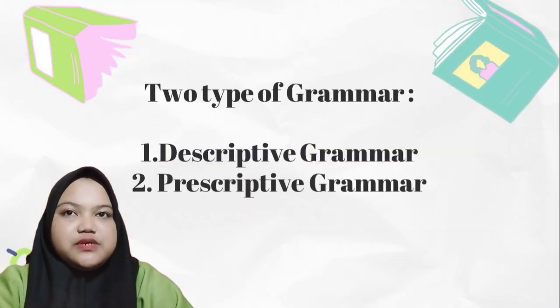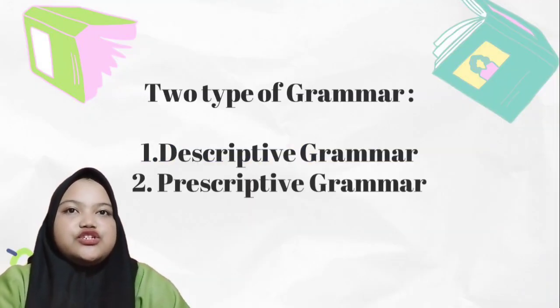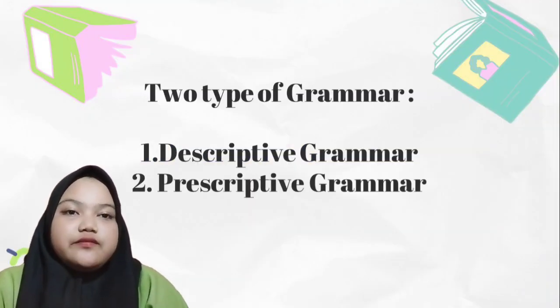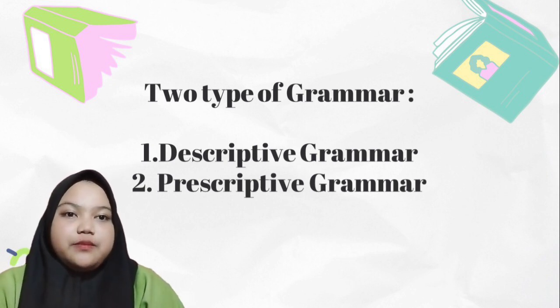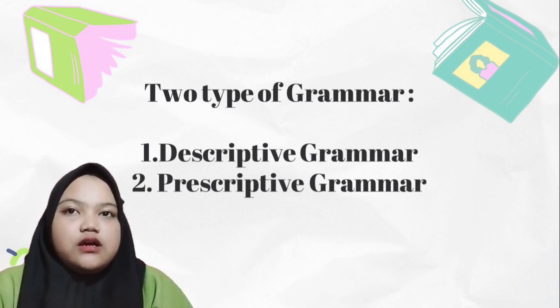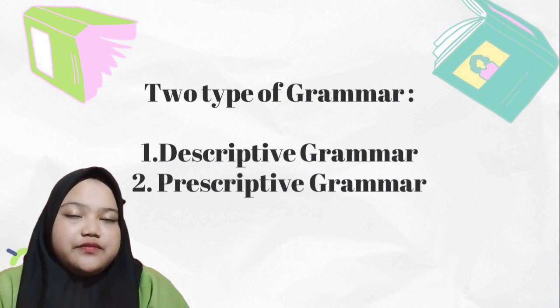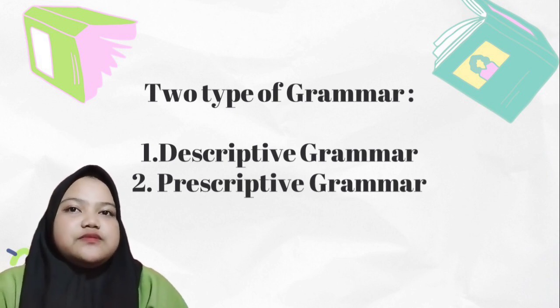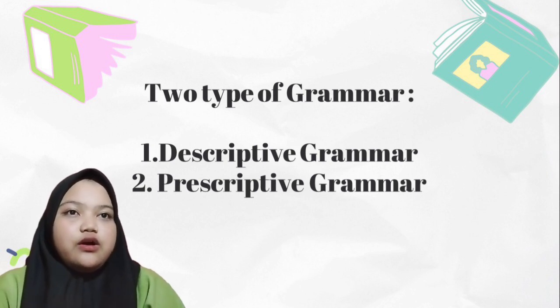Okay, the first material is introduction of grammar. The first grammar is descriptive grammar. What is descriptive grammar? Descriptive grammar is a set of rules about language based on how it is actually used.